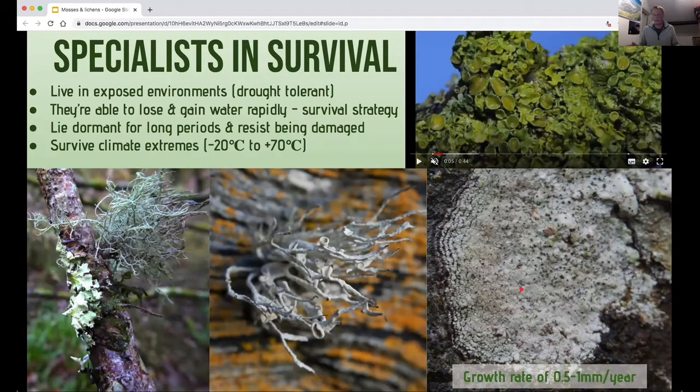So a crustose lichen is known to be old at 100 years old, whereas one of these foliose lichens is likely to be old at 10 years old. Okay, so the kind of longevity of the crustose lichens is greater.